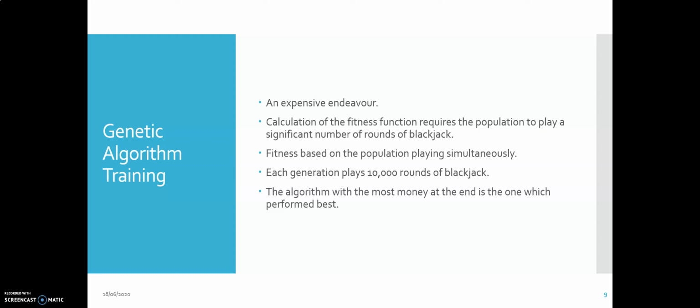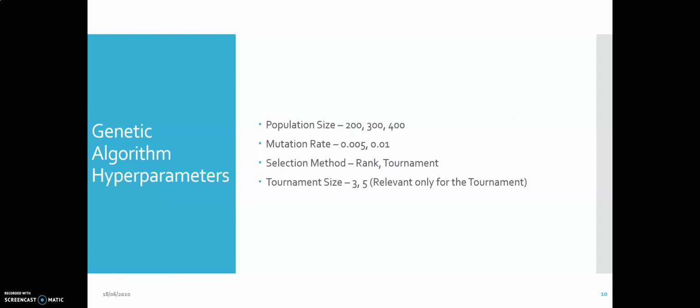Training a genetic algorithm is expensive since you're calculating the fitness function, which requires the population to play a great number of rounds. Each generation plays 10,000 rounds. The most optimal strategy is the one which ensures the most amount of money earned at the end. The following are the hyperparameters and selection methods implemented.